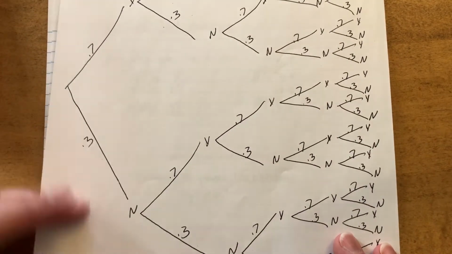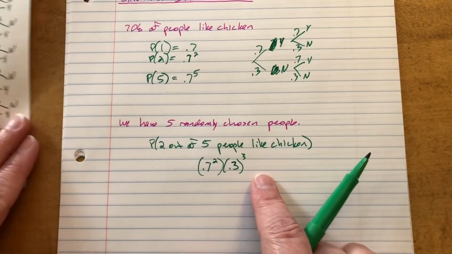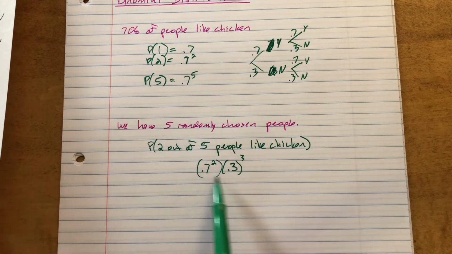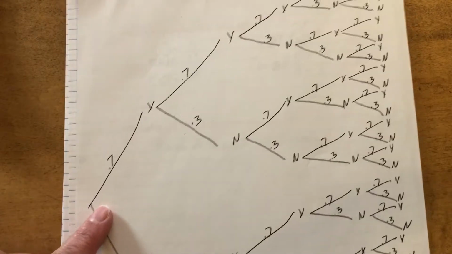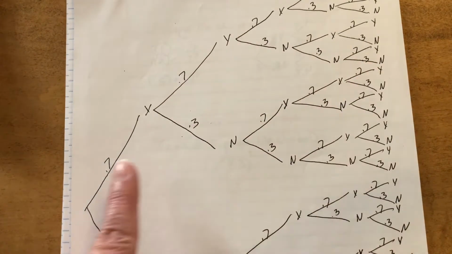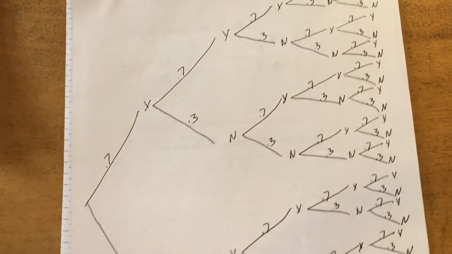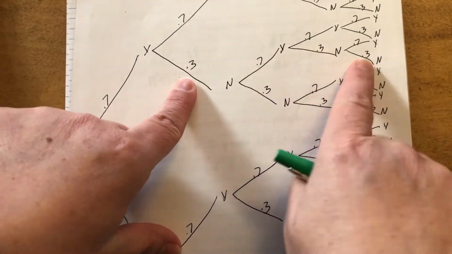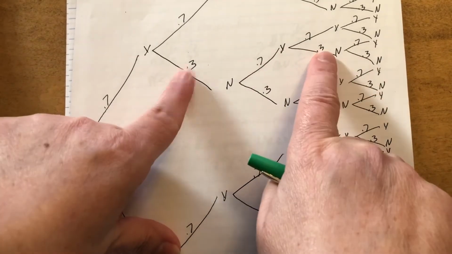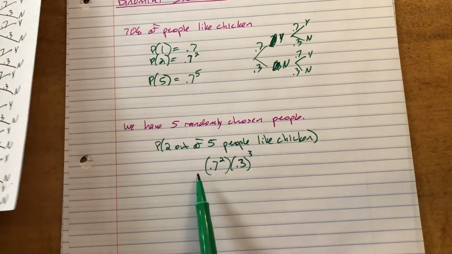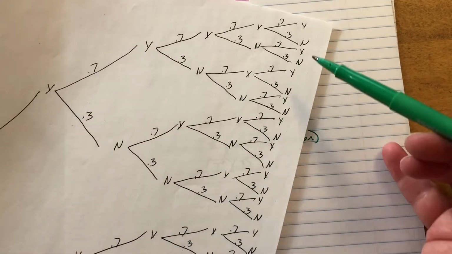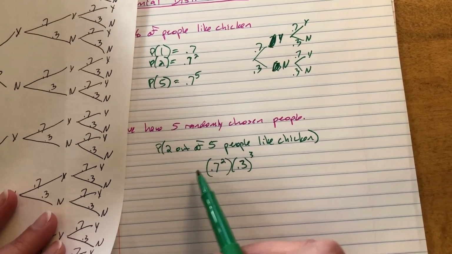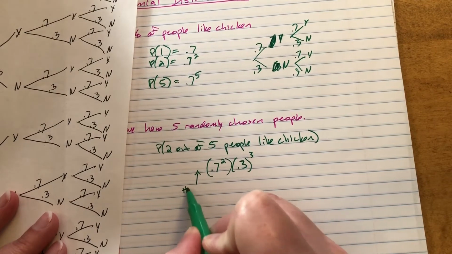So 2 out of 5 people liking chicken has multiple branches, and every branch has the same probability calculation: 0.7 squared and 0.3 to the 3rd power. The question is how many branches there are. I would have to figure that out, do the multiplication, and add them all up, or I can just multiply by the number of branches.